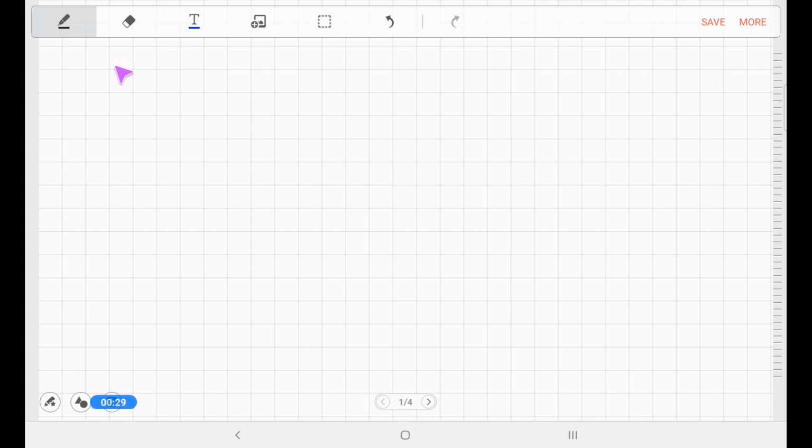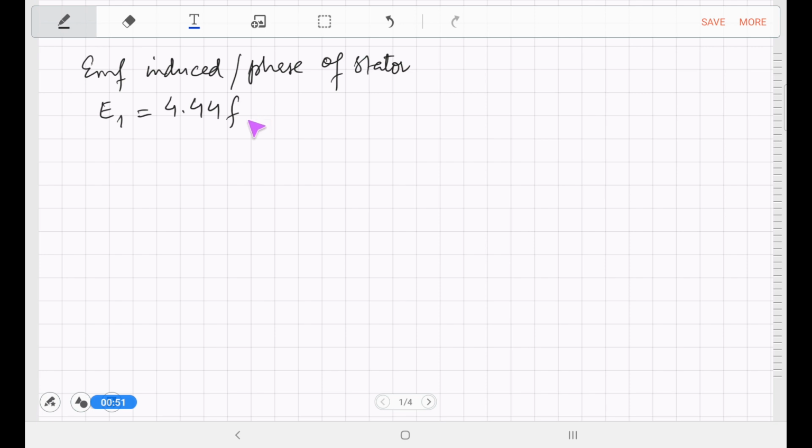The EMF induced per phase of the stator is given by E1 equal to 4.44 F1 phi N1 kW1, where we know that F1 is the frequency of the stator induced EMF, which is equal to the frequency of the supply.